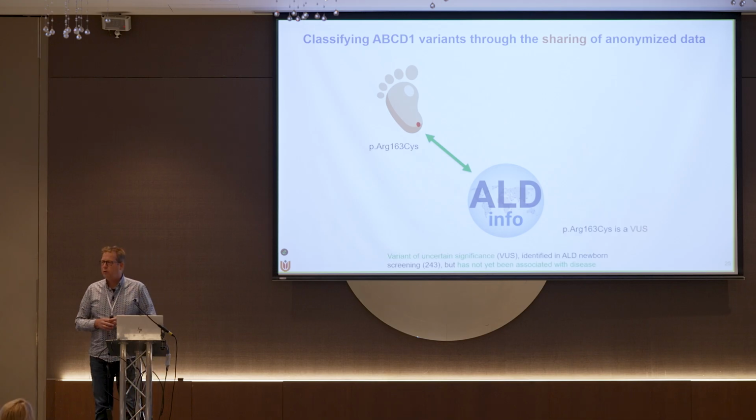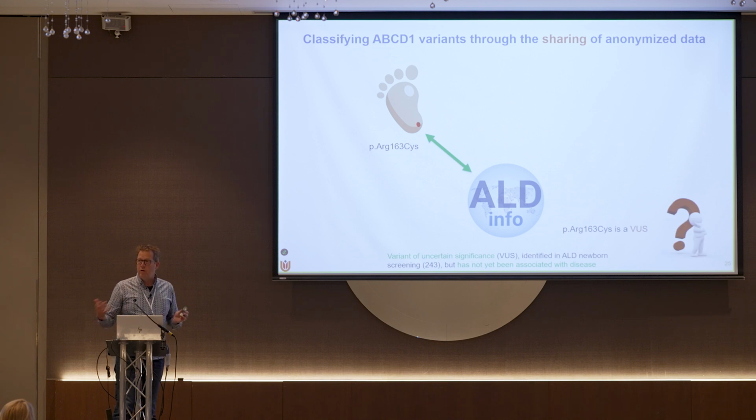If in newborn screening a baby is identified with a variant in the ABCD1 gene, but it has never been seen before, there's no information on whether this truly is a pathogenic variant or a benign, harmless variant. So we call that a VUS, a variant of uncertain significance. So there's no information. And what we see now is that the family receives this report and they are clueless about the future of their child. They often don't even know if the child is truly at risk of developing ALD.